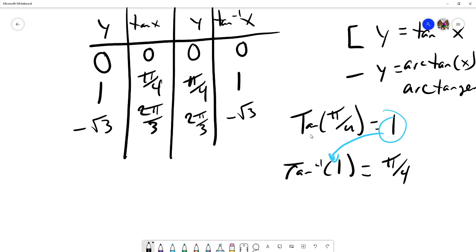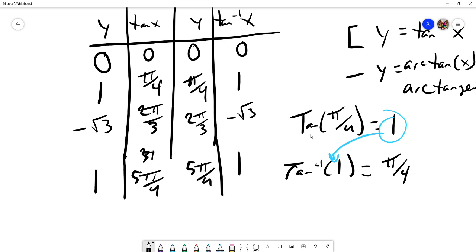Now, I can be tricky and mess with you. If I pick 5 pi over 4, then I would actually get out a 1, because sine and cosine both give you negative square root 2 over 2. So we get positive 1. So if I plug in 1, I should get out 5 pi over 4. But just like in the previous videos, we have this problem where the same input gives you 2 different outputs.